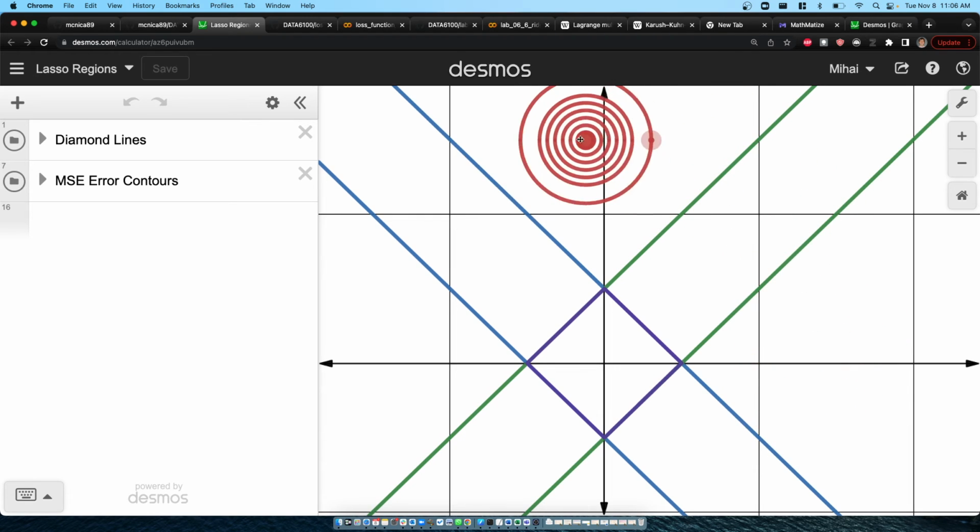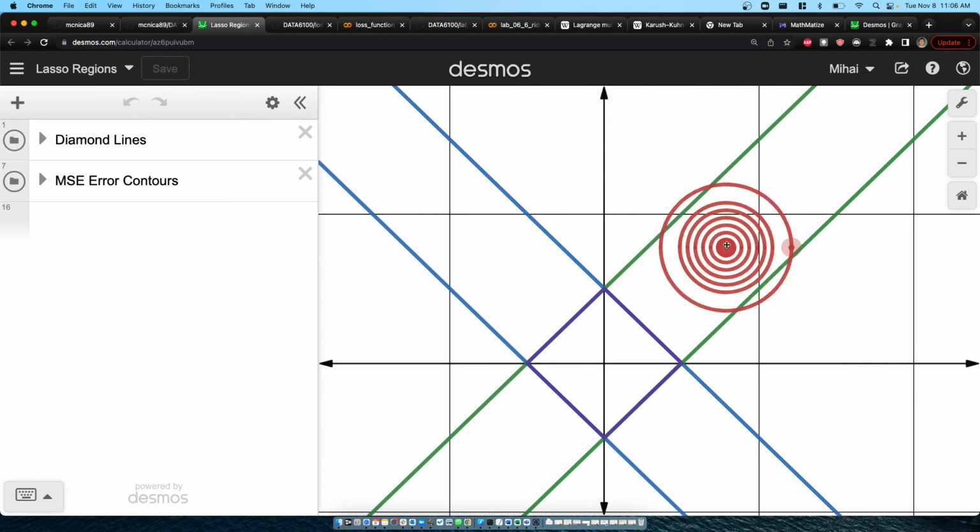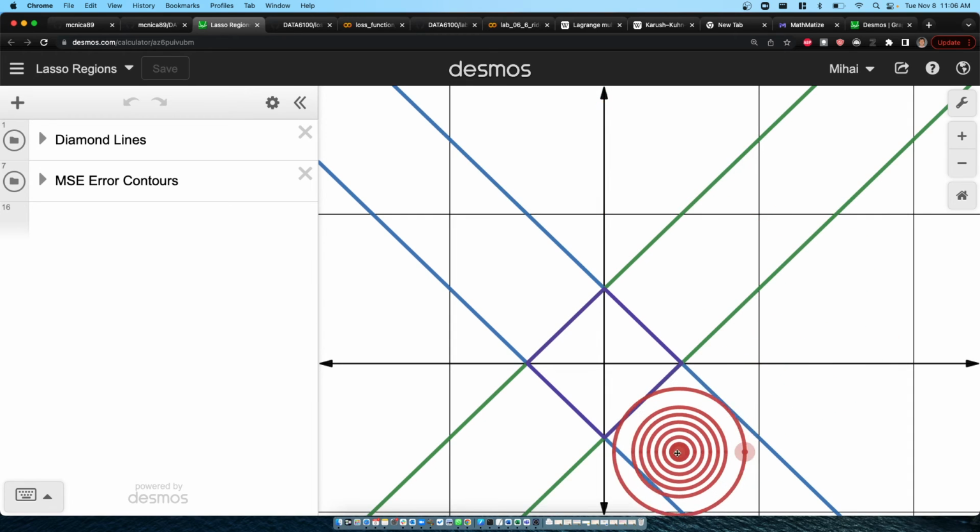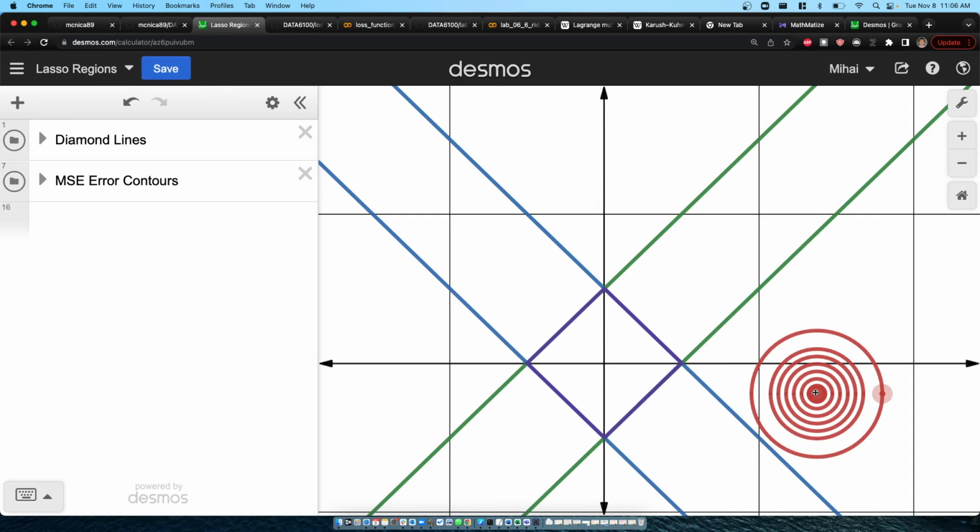And the question is, if it's in this region, what happens? If it's in this region, what happens? If it's here, what happens? And you have to tell me, do you end up on a corner or do you end up on the edge? And I guess I'm giving the spoiler, but the answer is the same for all the points in one region. So if you start anywhere in this region, you should get the same answer.